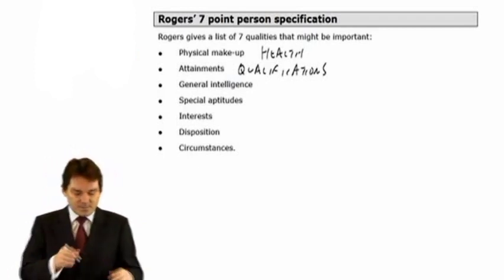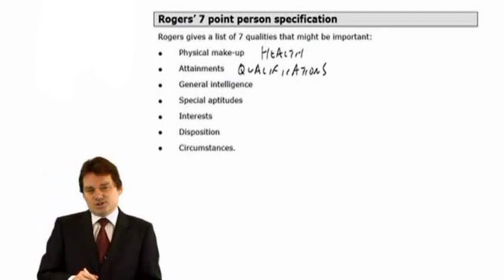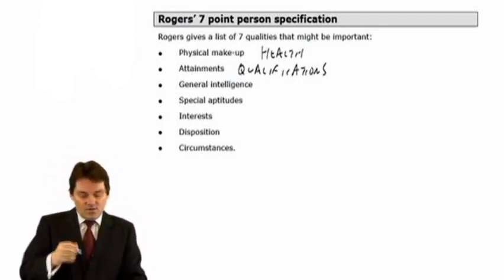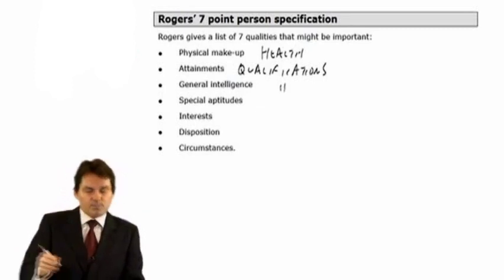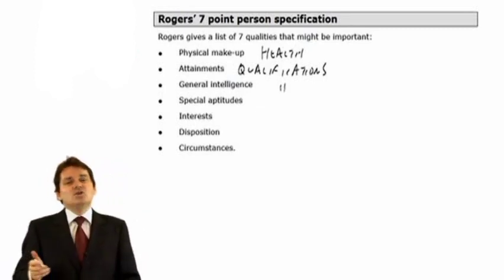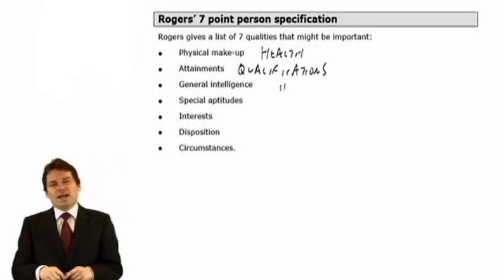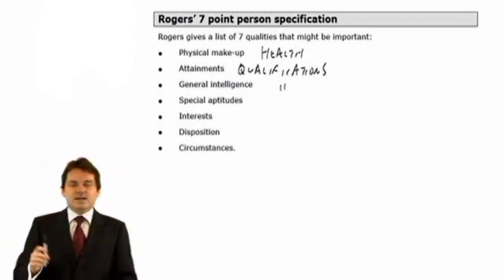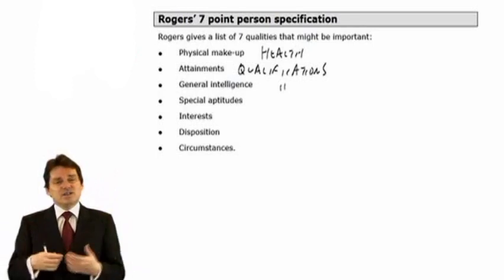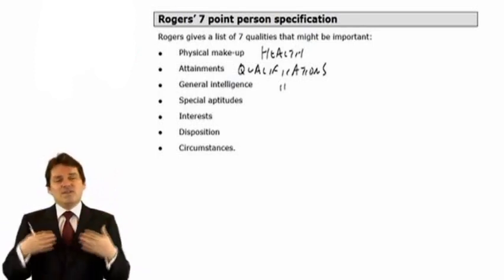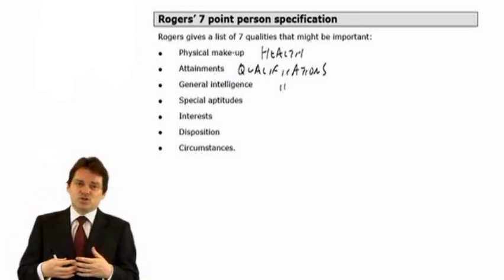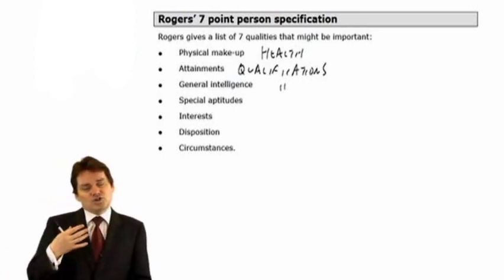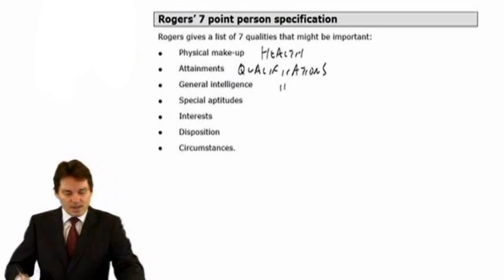General intelligence. Now, obviously, in this particular case, that is probably covered by the one that we've just said. Because I've passed all my accountancy exams, I think we can probably work out that I had the intelligence to do those. But in other situations, it might be that there aren't any formal qualifications that we want. It may not be appropriate, but we want someone who's got a general level of intelligence.